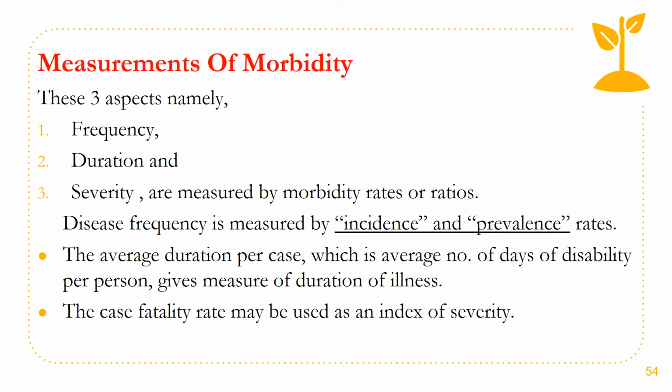Measurement of morbidity has three aspects, namely frequency, duration and severity. Disease frequency is measured by incidence and prevalence. The average duration per case, which is the average number of days of disability per person, gives a measure of duration of illness. Case fatality rate may be used as an index of severity. So now we will study the frequency measures, that is incidence and prevalence, in the further slides.